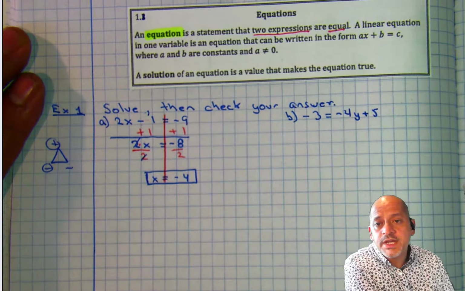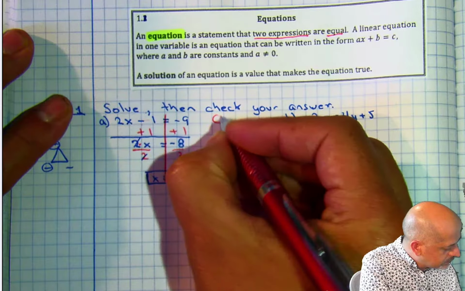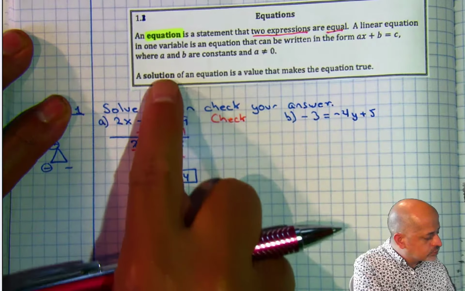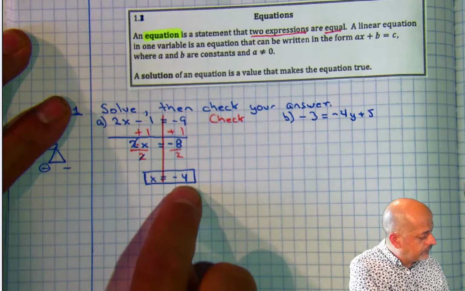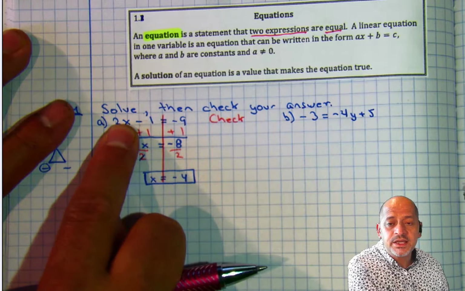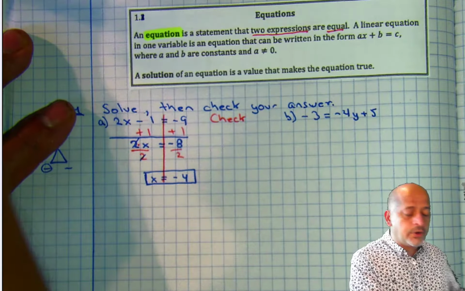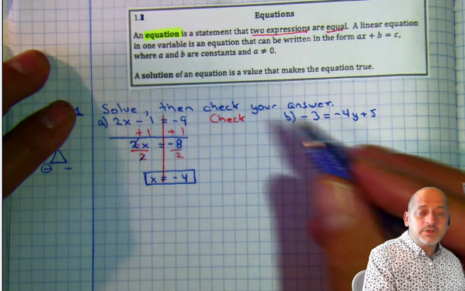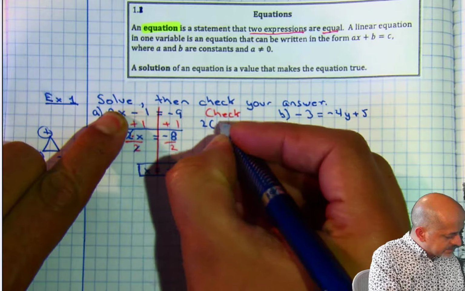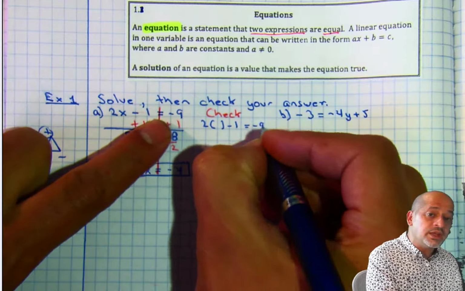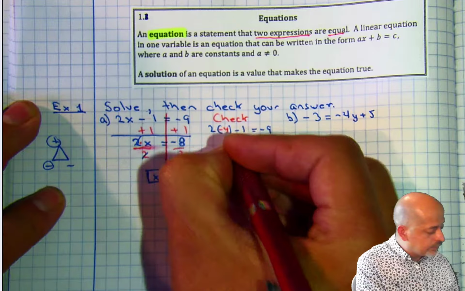But now I need to check it. I want to confirm that this is correct. So we are going to check. Because the solution of an equation is the value that will make the equation true, when I plug in the negative 4 instead of the x, it should give me a negative 9 on the left hand side. So let's set up just like we did on the last lesson. We are going to set up 2 times x minus 1 equals negative 9. But now instead of the x, I'm going to replace it with a negative 4.